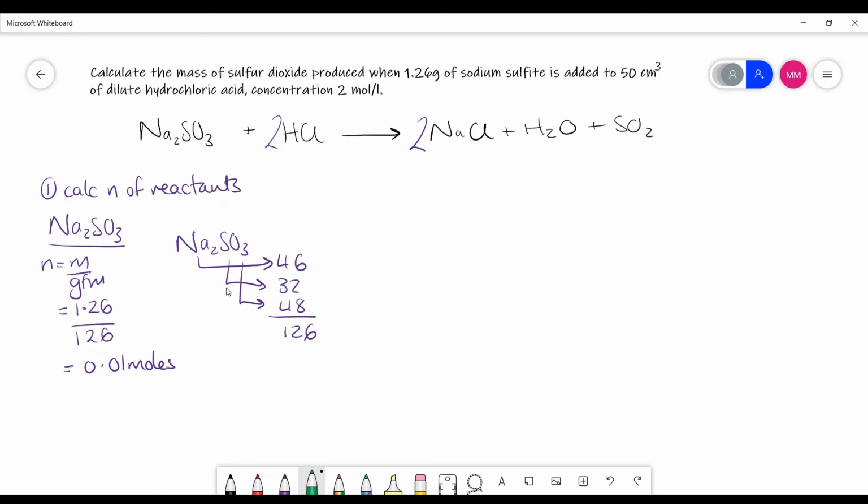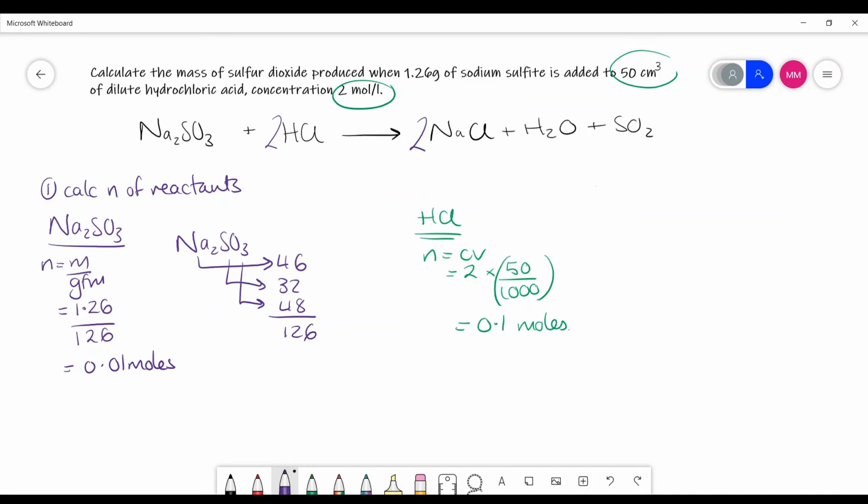If we then look at our second reactant, our hydrochloric acid, its number of moles equals concentration times volume. Our concentration is 2 moles per litre and our volume is 50 centimetres cubed. We need to convert that into litres, so be careful with that there. We then find our value to be 0.1 moles for that.